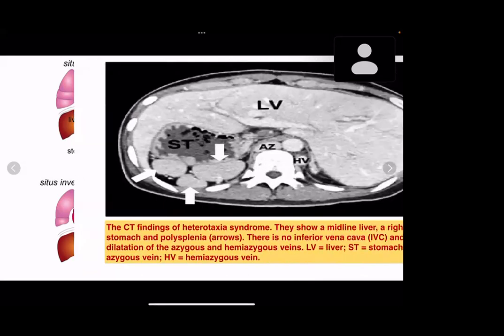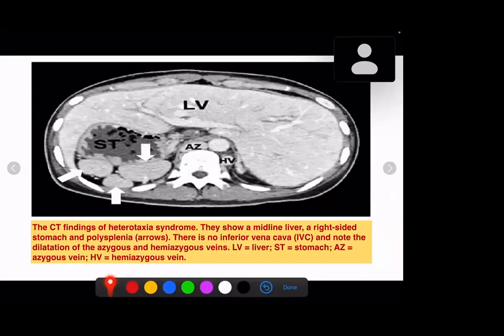This is a CT finding of a heterotaxia syndrome. What do you mean by heterotaxia? Hetero means abnormal, and taxia means arrangement. Left and right-sided isomerism are all examples of heterotaxia.